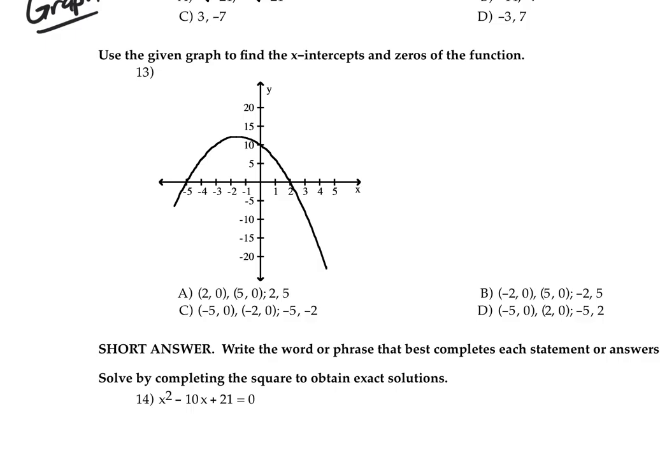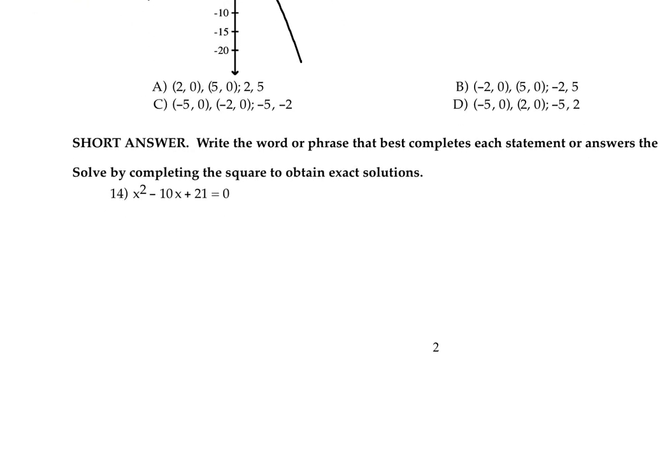Okay, 13, just finding the zeros. Once again, over and over again, we talk about quadratics. Here it crosses the x-axis twice, so those are my zeros, and those are my solutions. The x-intercepts, whatever you want to call it.